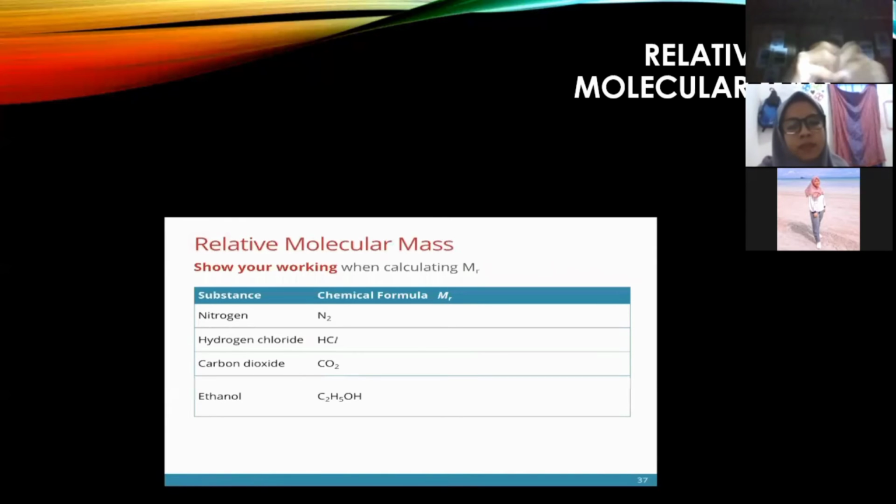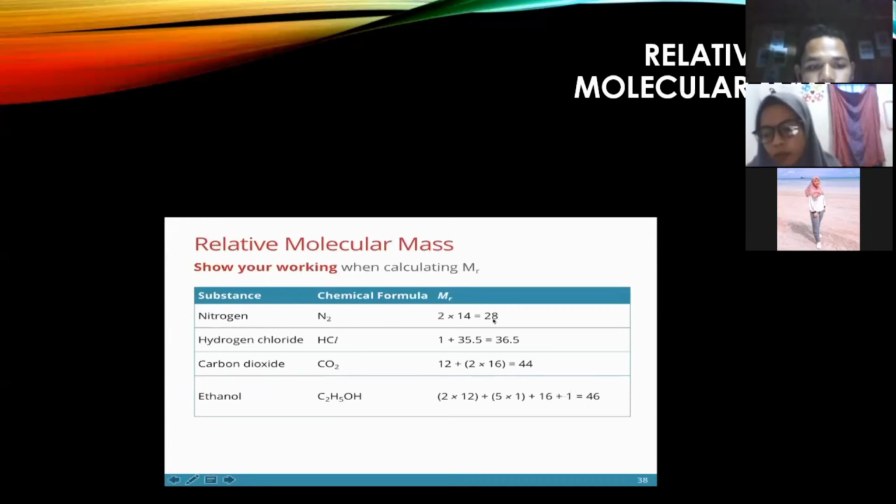For nitrogen, N2, there are 2 nitrogen atoms in the molecule. So when we calculate the Mr, we have to take 2 times 14, which is equal to 28. So 14 is the relative atomic mass of nitrogen. For hydrogen chloride, it will be 1 for hydrogen plus 35.5, giving us 36.5. In carbon dioxide, the relative atomic mass for carbon is 12. And we have 2 oxygen, so 12 plus 2 times 16, which is 44.